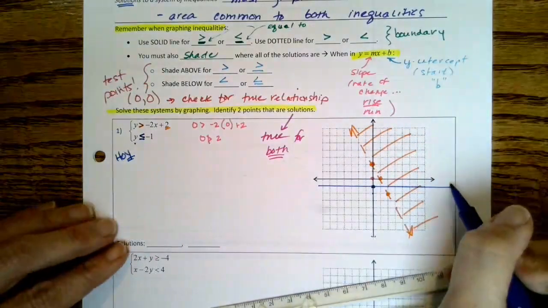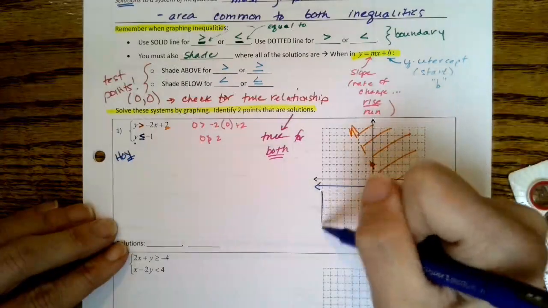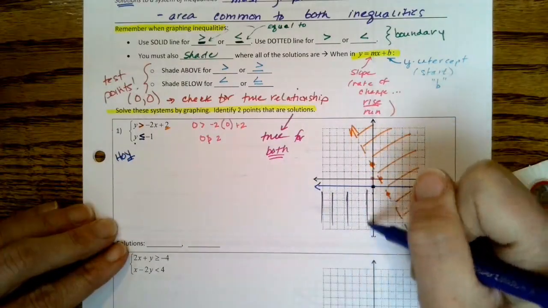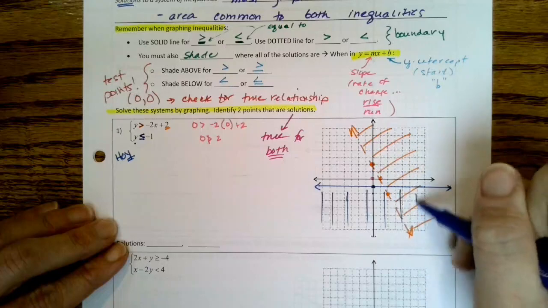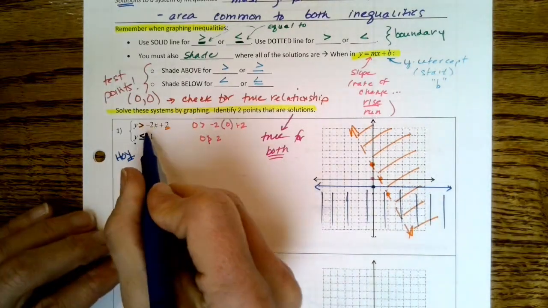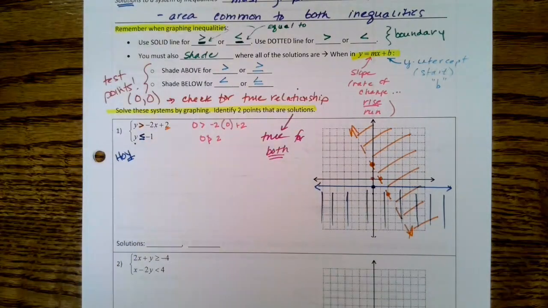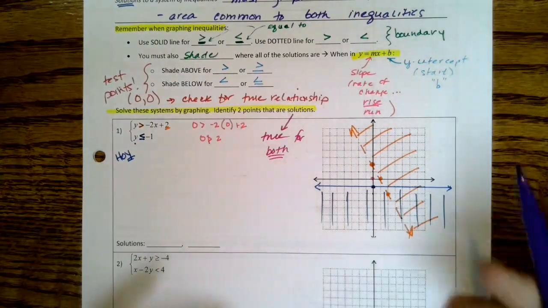When I look at all the values of y smaller than negative 1, that means this area here is going to be where the solutions for my blue equation are. So here's what I want you to think about. I've got 4 areas of my graph.